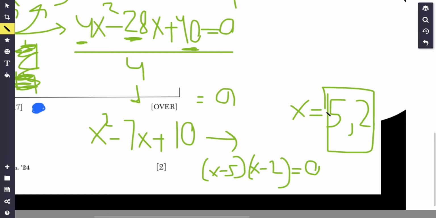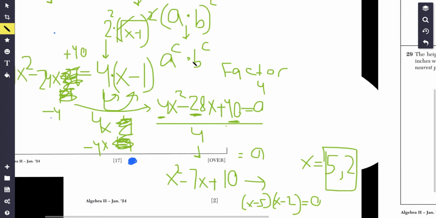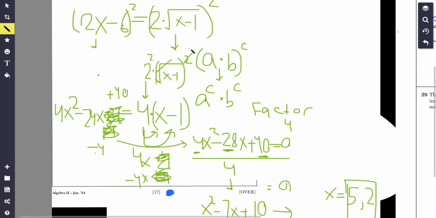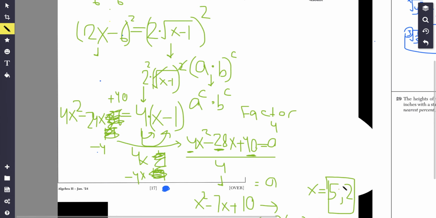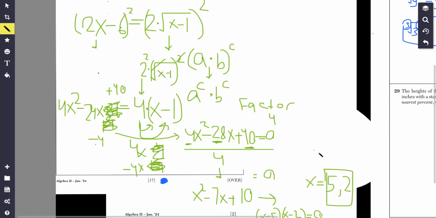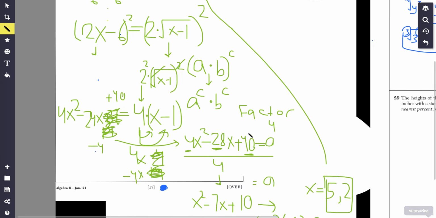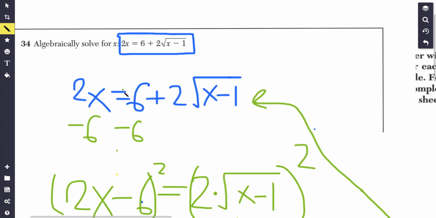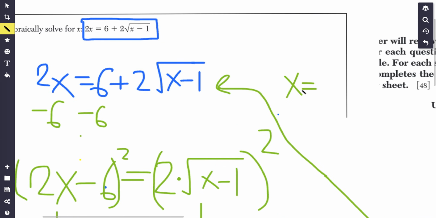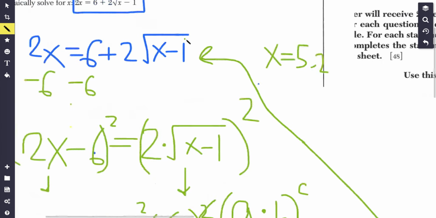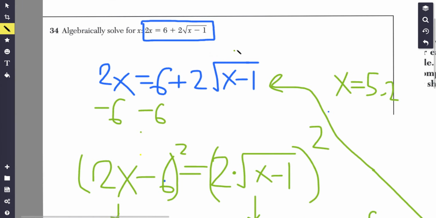Now, maybe if you're in a rush, you can circle this answer and move on with your life. But just to make sure, always put these values back into the original equation and see what happens. So let's check our work to make sure we're correct. Our two answers are x equals 5 and x equals 2. Let's plug in 5 for x first and see what happens.